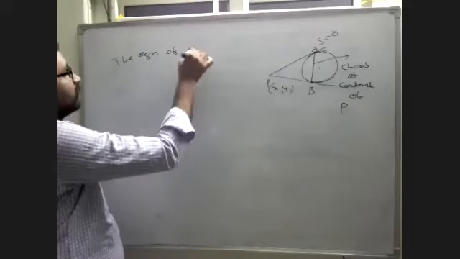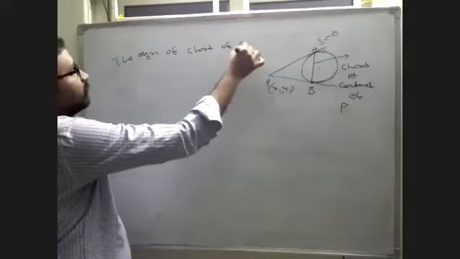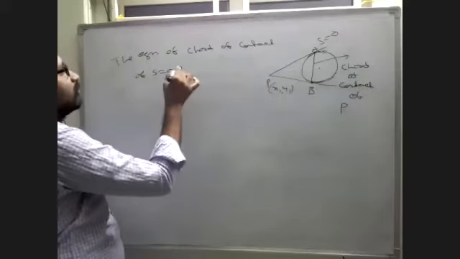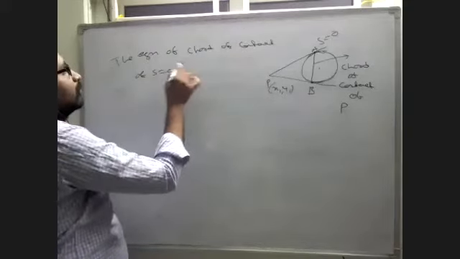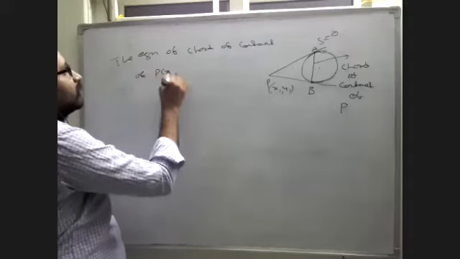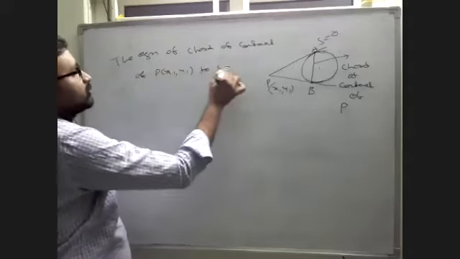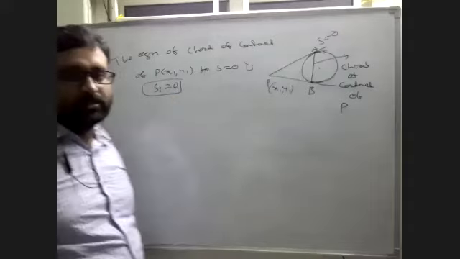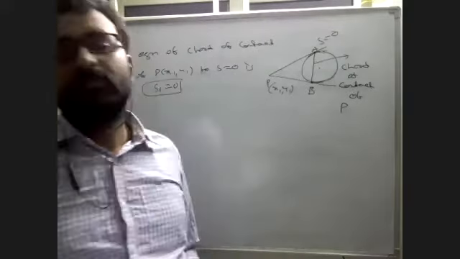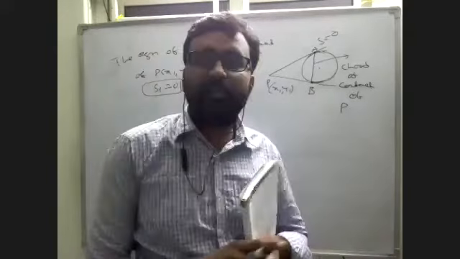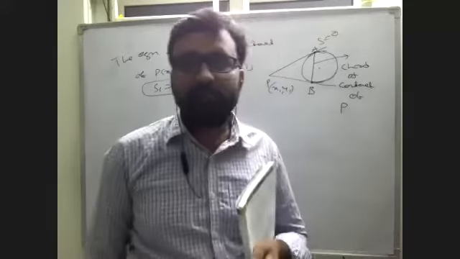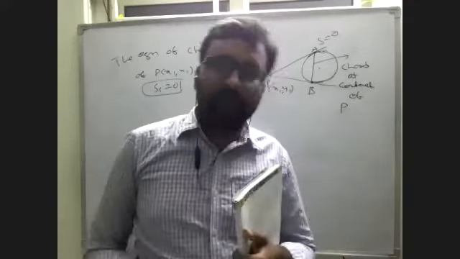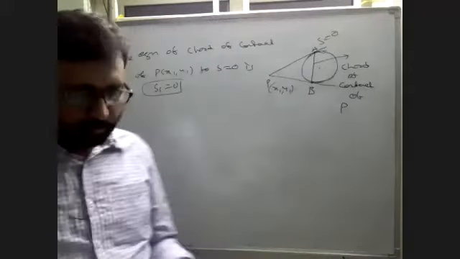So the equation of chord of contact of P(x1, y1) to S equal to 0 is S1 equal to 0. This S1 equal to 0 is also the formula for one more thing, that is the equation of tangent at a point P(x1, y1) also. Tangent at (x1, y1) is there, chord of contact is there, one more also comes, I will tell you when it comes.